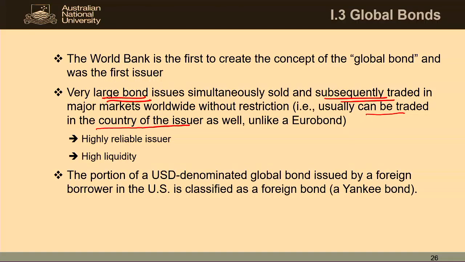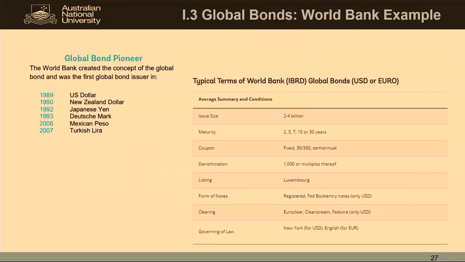If we have a global bond and we have a US dollar denominated part of it that is sold in the US, then it is classified as a foreign bond, which we also call a Yankee bond, right? So this is all the terminology in the bond market. I did not create it, but if you are going to understand the bond market and newspaper items, you have to know. Otherwise it's going to be very difficult to understand. This is just getting to know the language.